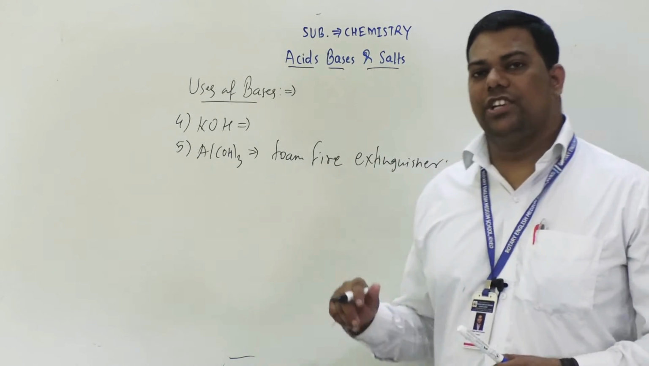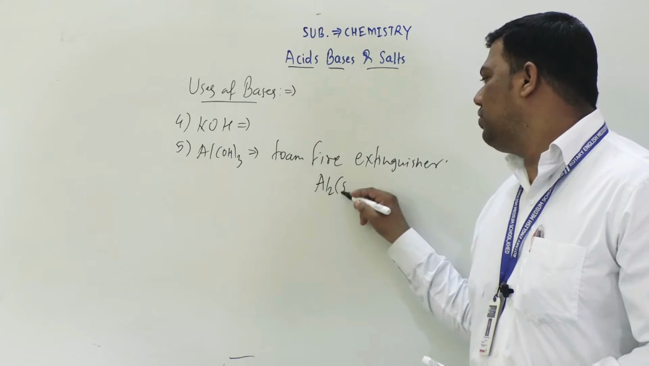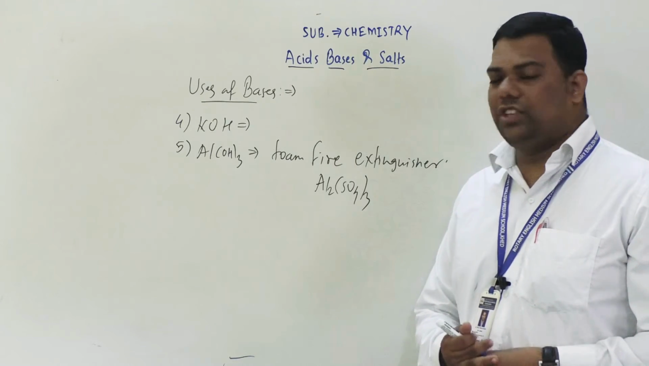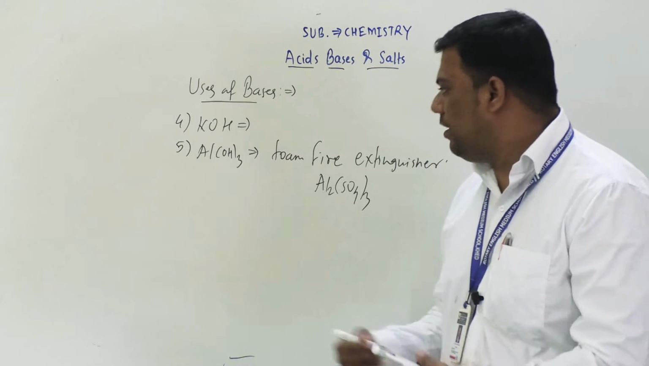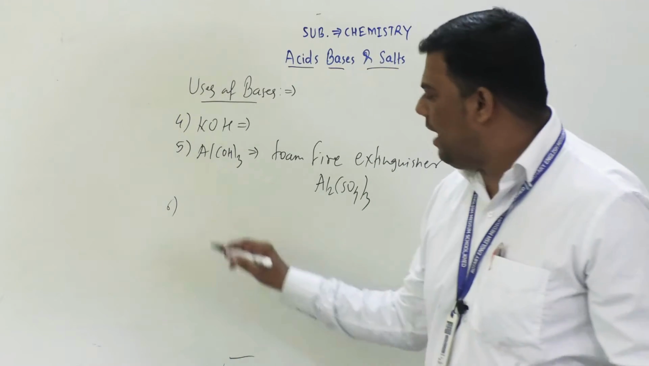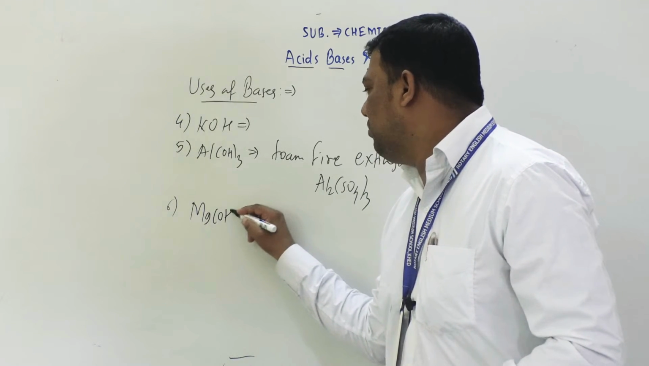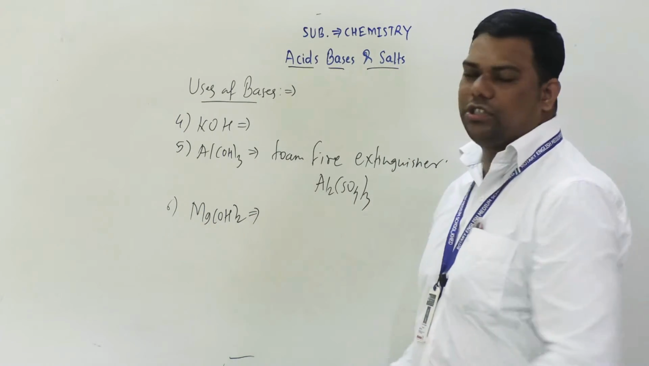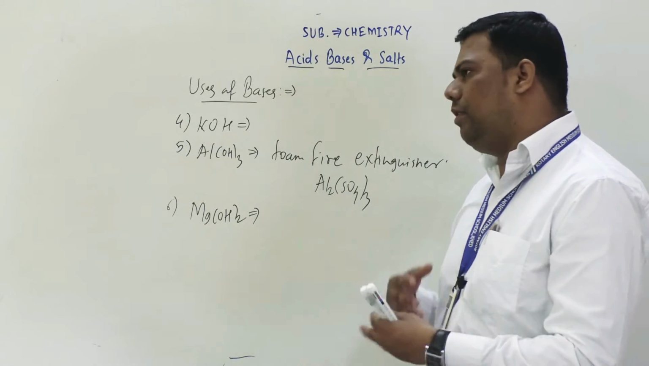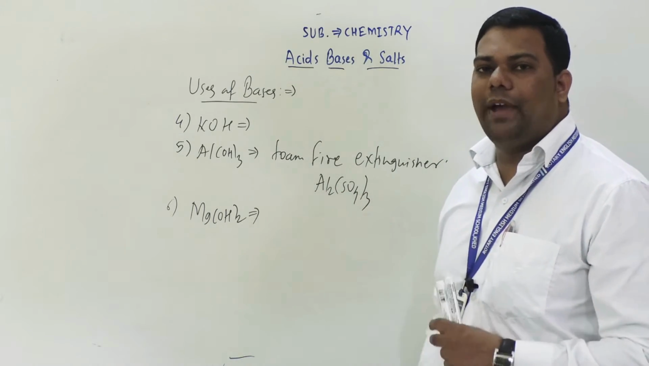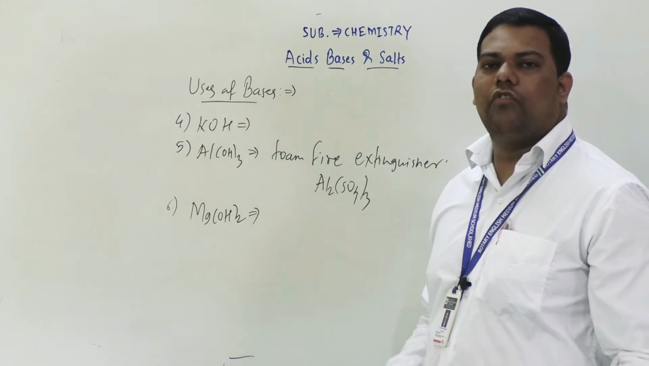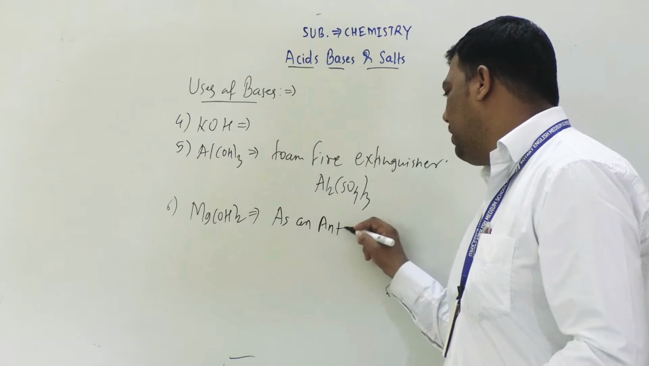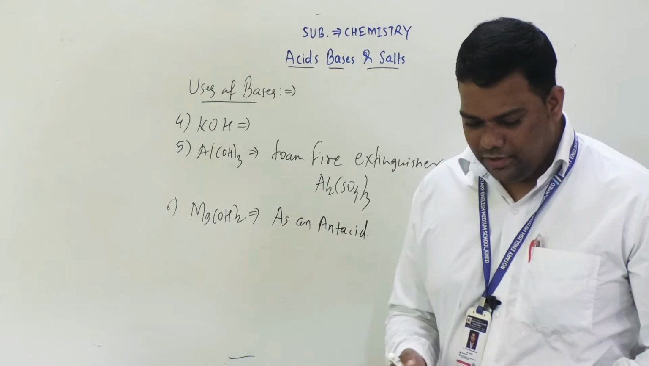In that, the foaming agent used is Al2(SO4)3, aluminium sulfate, the foaming agent. Next, magnesium hydroxide. As you know, magnesium hydroxide is used for medical purposes, that is milk of magnesia. We can call it an antacid.